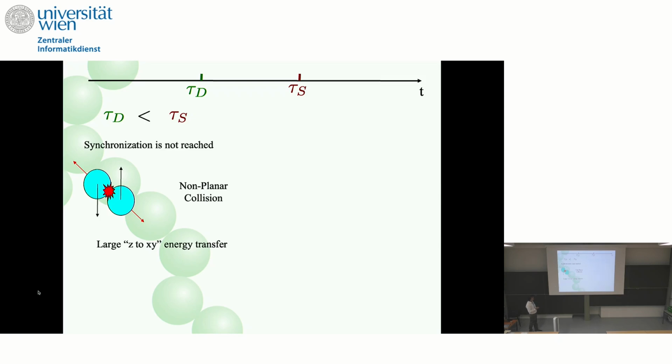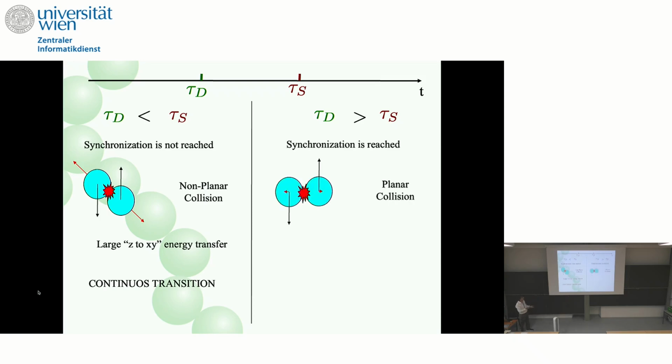In this case you have a continuous transition. In the other case, if your collision time is shorter than the synchronization time, the particles will hit each other once they're synchronized. So this one will go like this and will collide exactly in plane. And when you collide in plane, you inject no energy in the XY plane. This makes the transition discontinuous. This is the mechanism. When you change this, for example, it will make your particle a little bit soft.